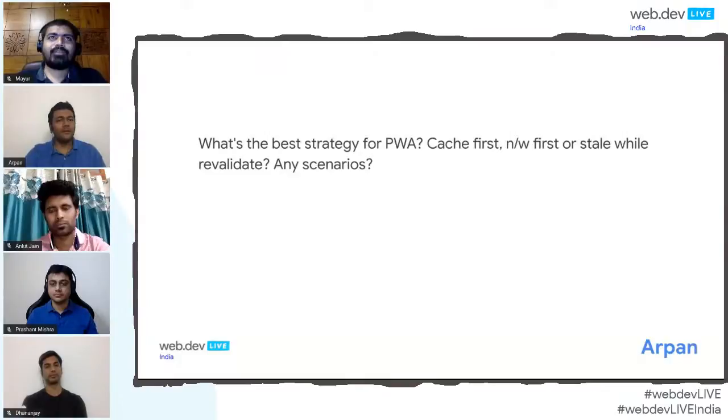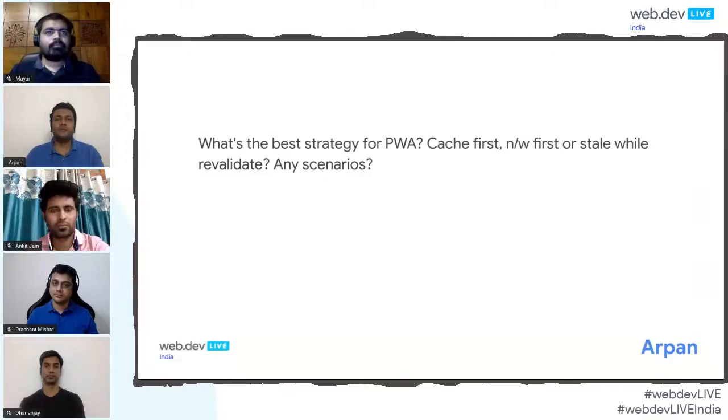Oh, again to me. What's the best strategy for PWA? Cache first, network first, or stale while revalidate? Any scenarios? Well, thanks a ton for adding any scenarios at the end. The strategy depends on the use case, whatever you are trying to build. For example, if there is an app which has a feature for stocks, now you cannot wait and load the last stock prices from the cache. It has to be network first, so it has to get the latest data.